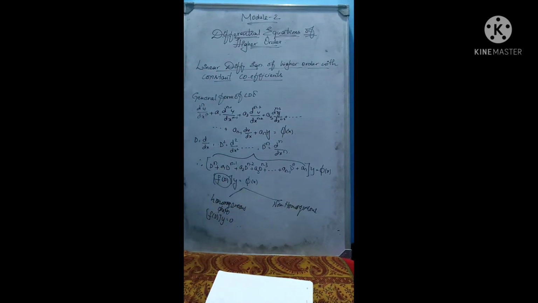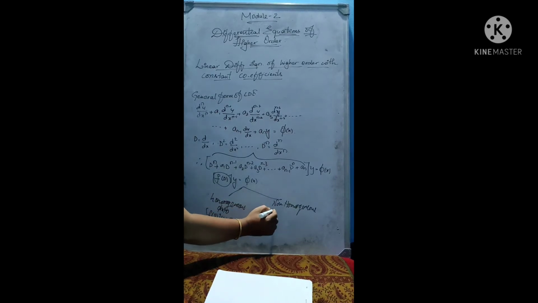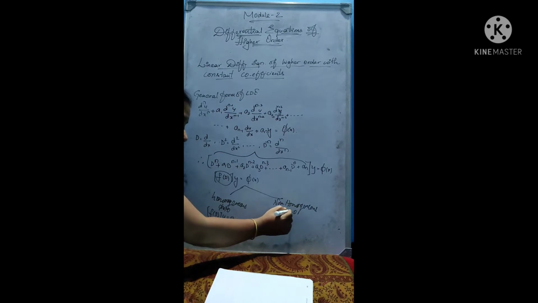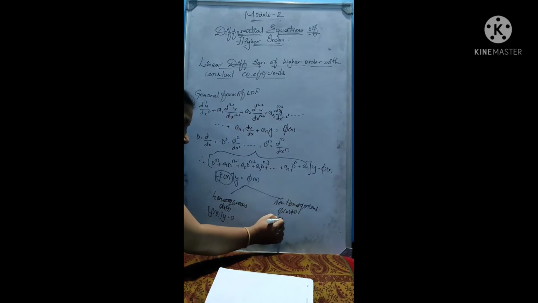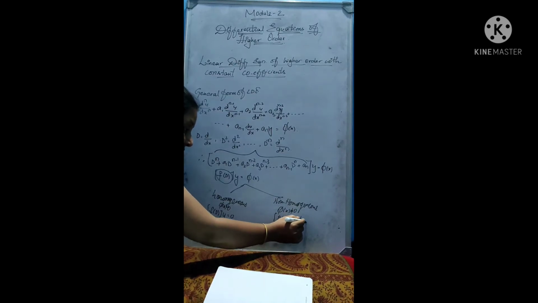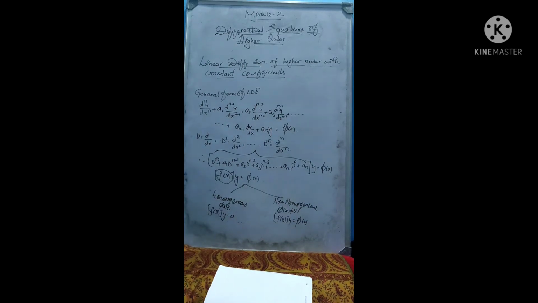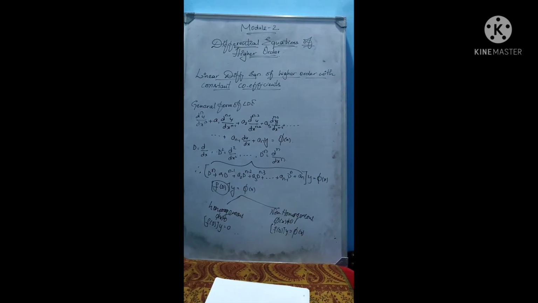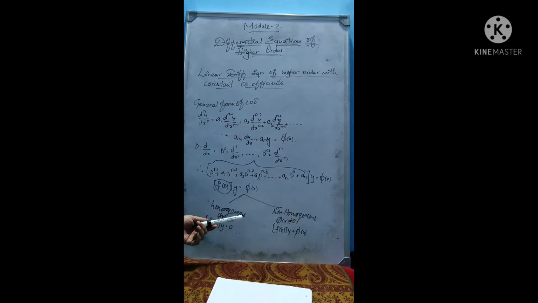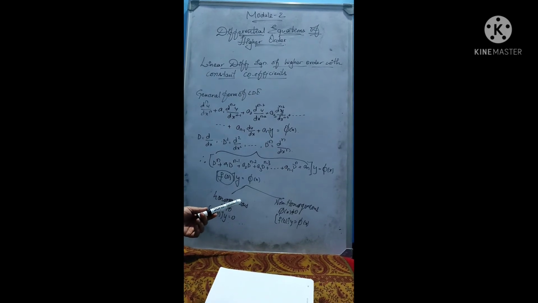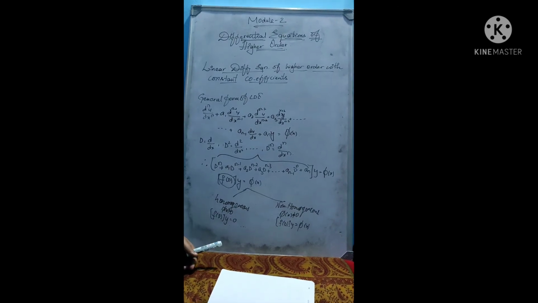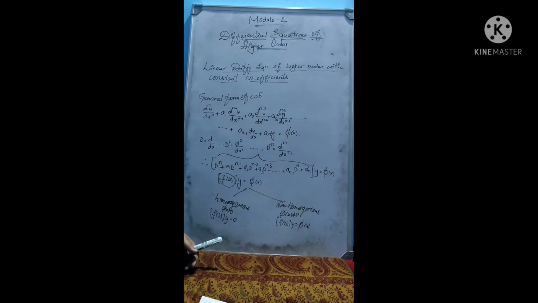Similarly, when is it non-homogeneous? It is said to be non-homogeneous when phi of x is not equal to 0. So in general, f of D into y is equal to phi of x. That means phi of x can be either a constant or a function of x or whatever it is. It can be anything except 0. Such an equation is said to be a non-homogeneous differential equation. Understood? So this is the introduction to the linear differential equation with higher order derivatives.